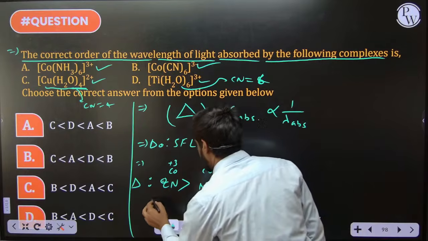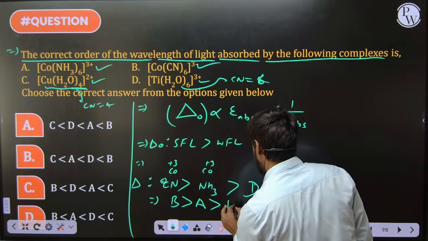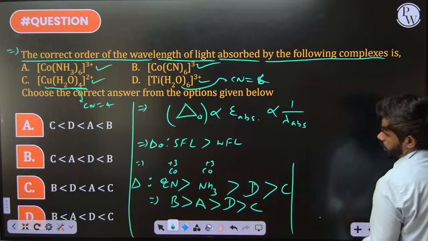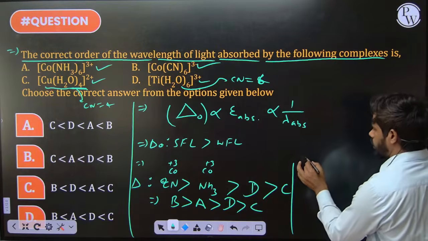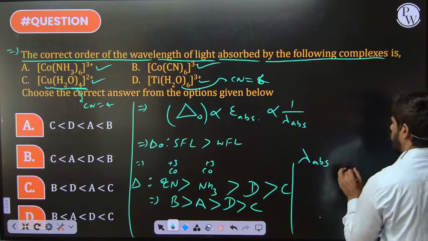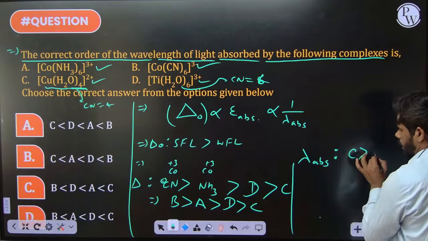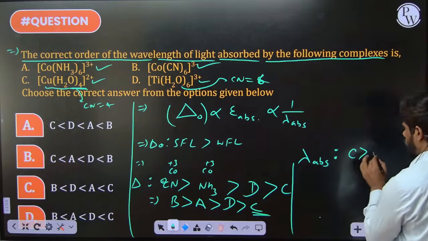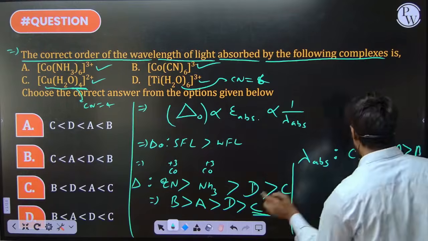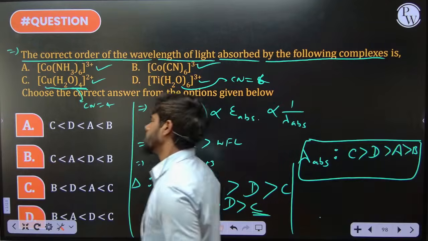So what is the order of splitting? Cyanide in the case of B, then A, then D, then C, for the splitting of T2g and Eg. Now we can compare the value of lambda absorbed. C is the highest since it has the least splitting, then D, then A and B. So this is our lambda absorbed value for these complexes.